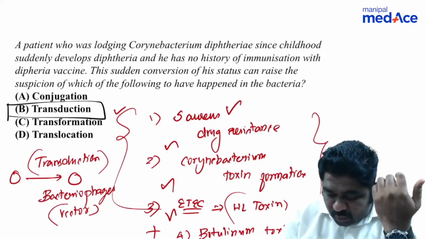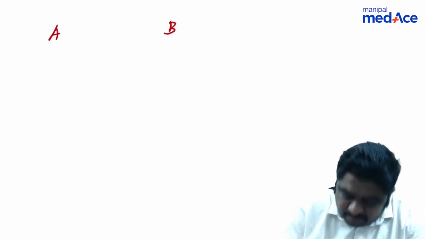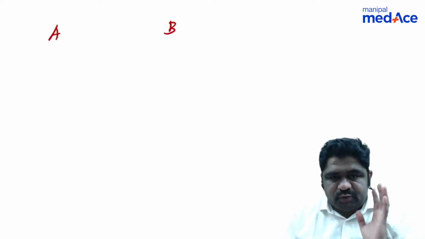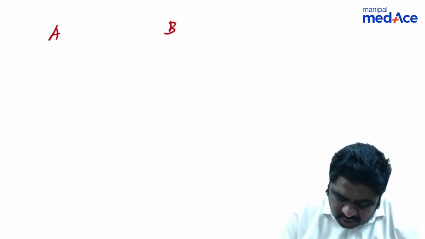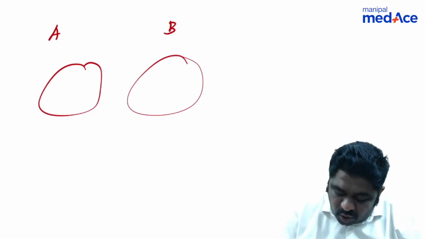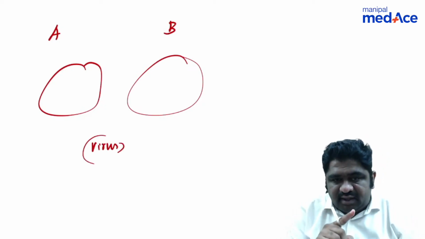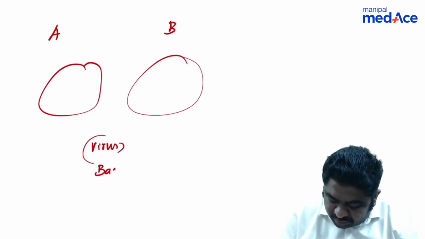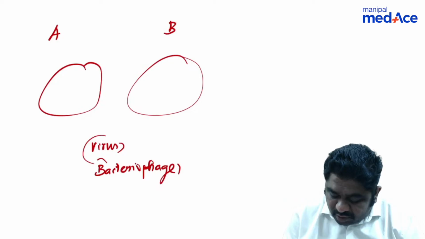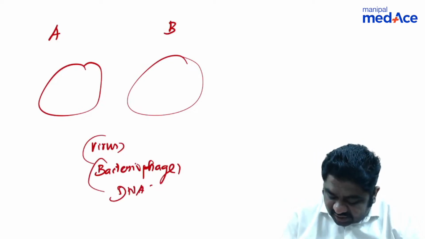Okay, let's do it very quickly. In a very short format, we'll do this. Look at this. We have bacteria A and bacteria B. In all the four situations, we are going to use only two bacteria. Now, this is bacteria A, this is bacteria B. Now, you have a virus capable of infecting a bacteria, which is referred to as a bacteriophage. This is a very important point because which viruses can act as bacteriophage? Only DNA viruses can act as bacteriophage.